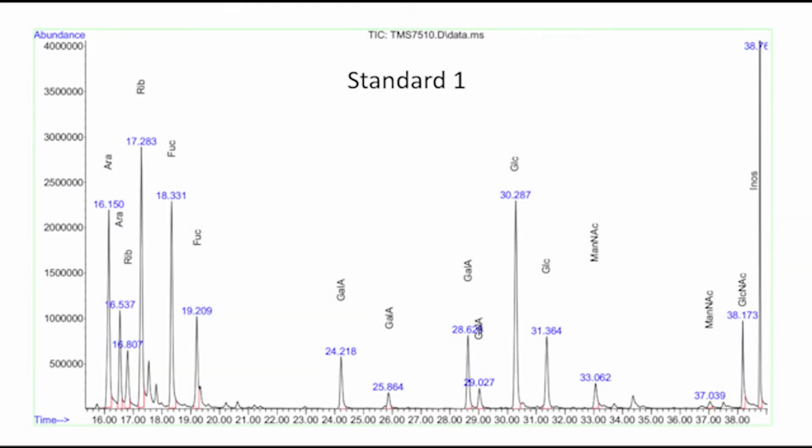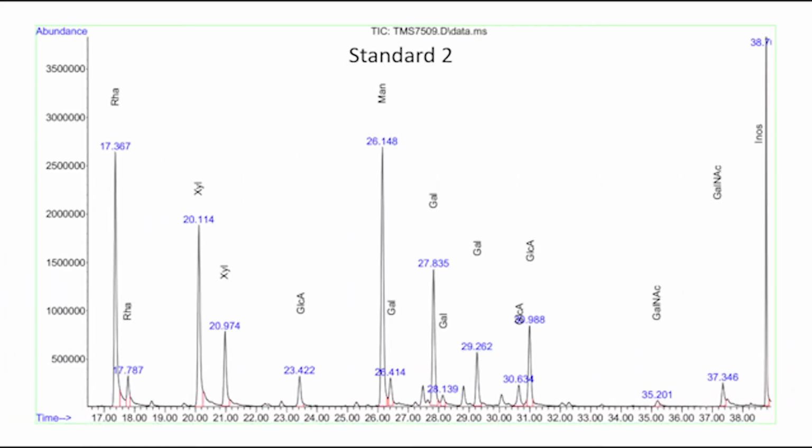Now we will be looking at the total ion chromatograms for our standards and our samples. First, let's look at our standard 1. In standard 1, we have arabinose, ribose, fucose, galacturonic acid, glucose, N-acetylmannosamine, and N-acetylglucosamine, and finally our inositol internal standard. In our standard 2, we have rhamnose, xylose, glucuronic acid, mannose, galactose, N-acetylgalactosamine, and our internal standard inositol.